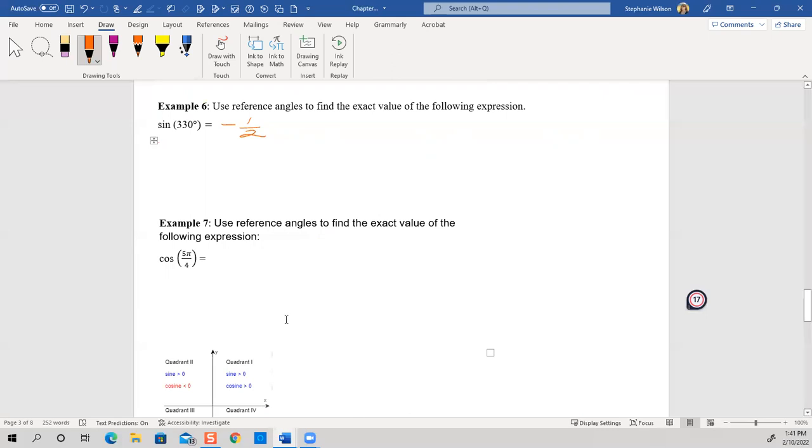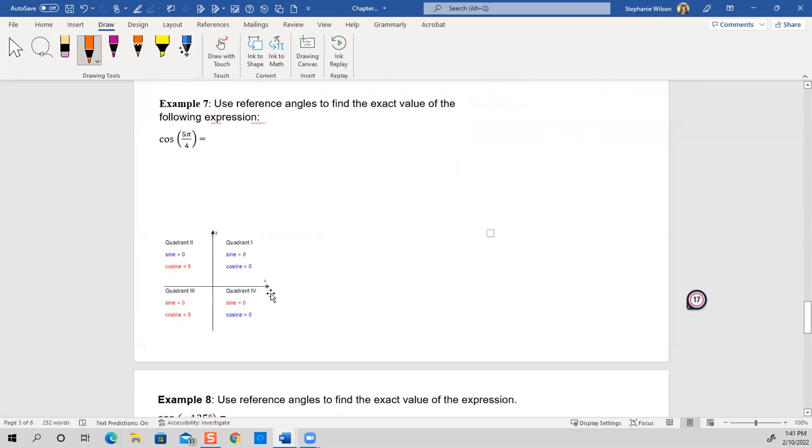All right, example 7. Use the reference angles to find the exact value of the following expression. We have cosine of 5 pi fourths. We can use the identity rule to find that. Again, I'm going to plug it in my calculator. I have to use the shift for my pi over 4 and close parenthesis, and it gave me a decimal. So that is not exact.